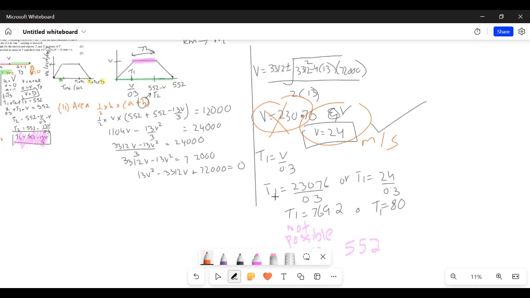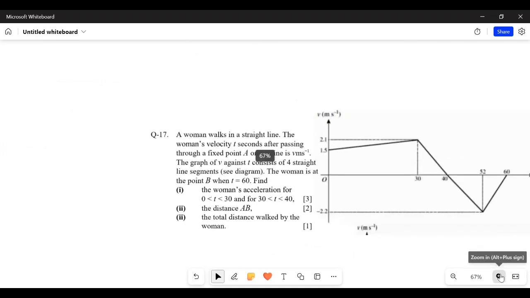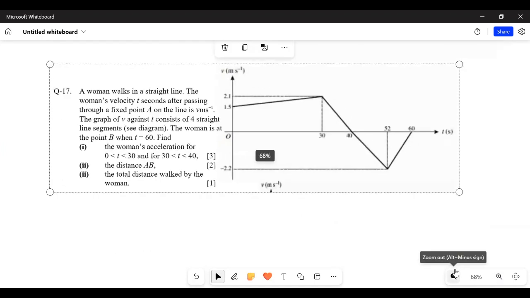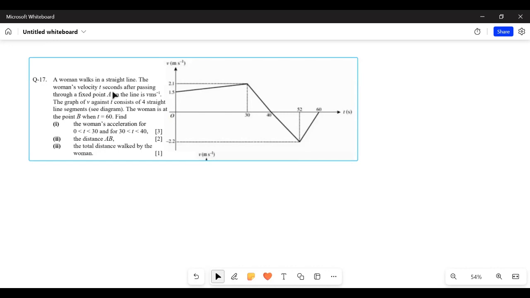Okay, let's start the next question, which is going to be question 70. A woman walks in a straight line. The woman's velocity t seconds after passing through a fixed point A on the line is v. The graph of v against t consists of four line segments. The woman is at point B when t is equal to 60. So this shows the journey of a woman walking. Let's trace it and try to understand.